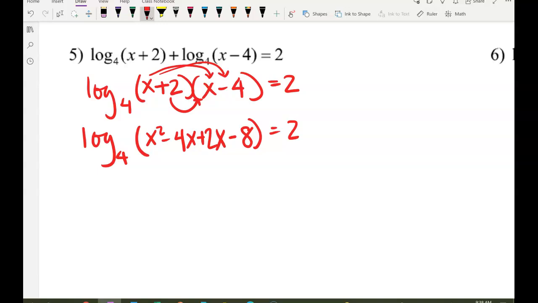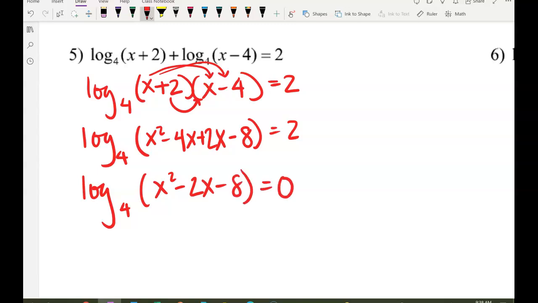Okay, you can go straight there if you want. And then 2 times negative 4 is negative 8. Okay, we foiled it. This is where we're at. Now what? What should we do now? Corey? Correct. How'd you write it? Oh, I'm sorry, 2. Sorry.